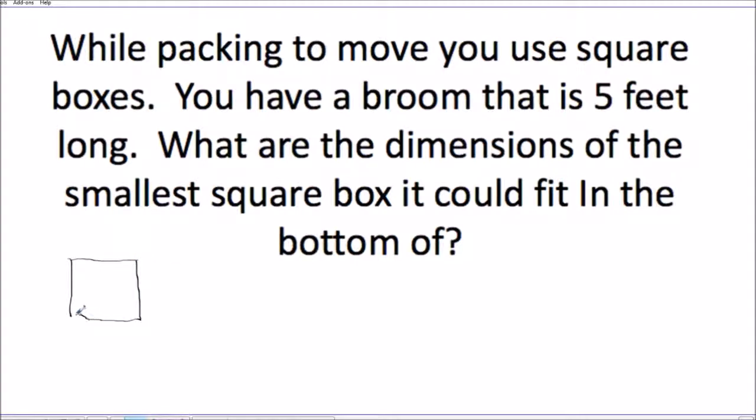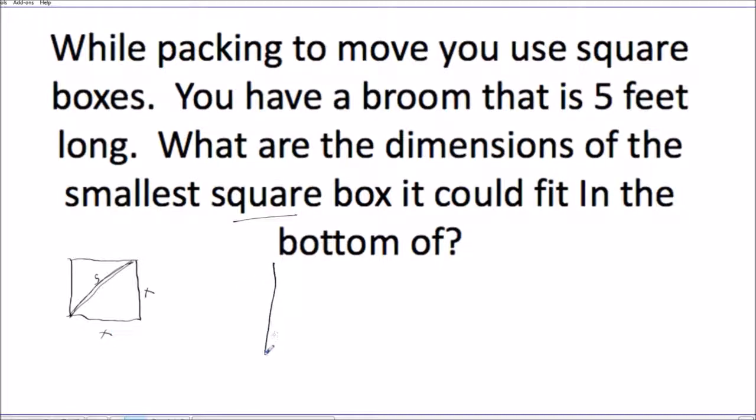Now, if you wanted to fit a broom in, and you wanted it to just barely fit in the box, how would you lay it in the box? You'd probably lay it diagonally. That's the longest distance inside the box. And so what they're telling us right now is that that is 5. And they ask for the dimensions of the smallest square box. And since it's a square, the side lengths are the same.